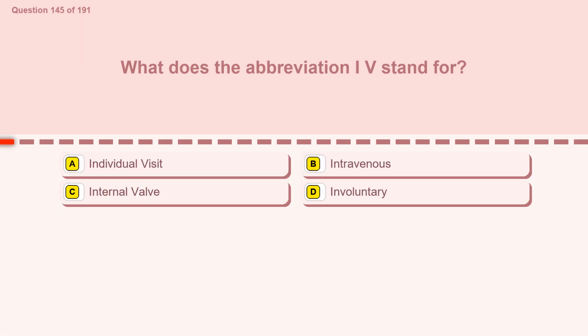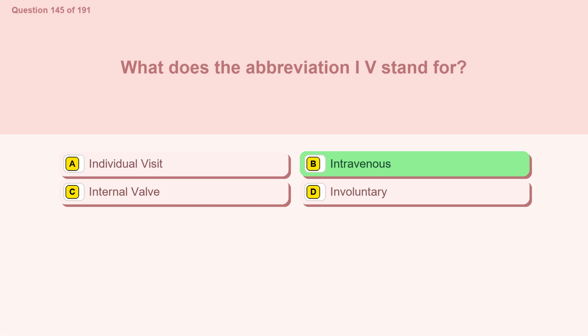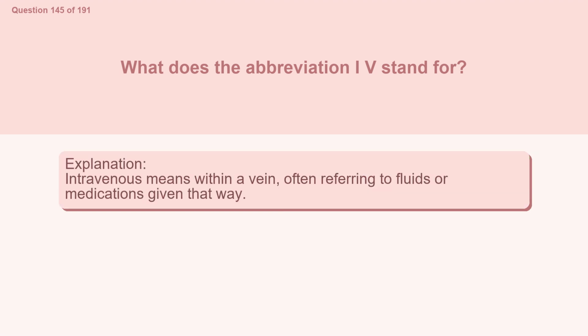Question 145. What does the abbreviation IV stand for? Option A, individual visit. Option B, intravenous. Option C, internal valve. Option D, involuntary. The correct answer is option B, intravenous. Intravenous means within a vein, often referring to fluids or medications given that way.